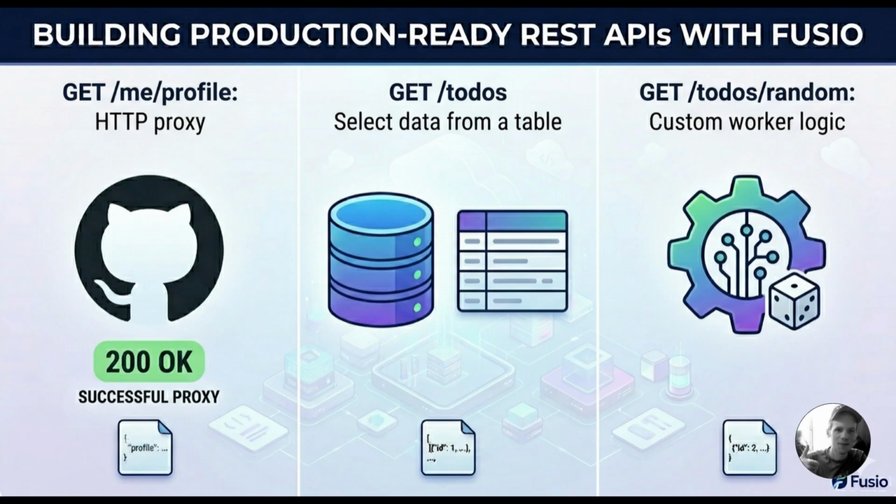In this introduction, we want to create three API endpoints. An endpoint which proxies a request to a remote API, an endpoint which selects data from a database table, and finally an endpoint which uses custom worker logic. Then we will take a look at the automatically generated SDK and the developer portal which helps to onboard third-party developers.